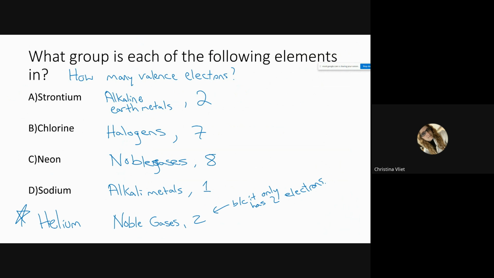So you think that'll show up on the quizzes? Yeah. Hydrogen would be 1. Because it only has 1 electron, it can't have more than 1 valence electron. That only happens for helium. That's why I pointed it out.